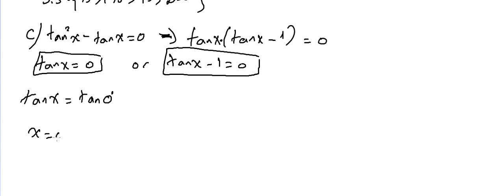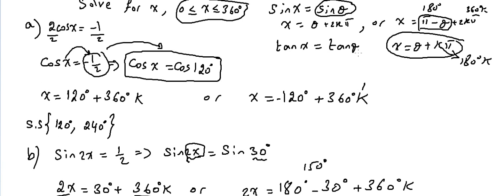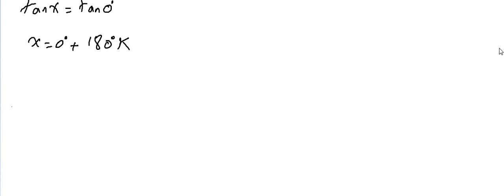Now x equals 0 degrees plus k pi, which is k times 180 degrees, because we have just one value for tangent, right? If tangent x equals tangent theta, then x equals directly theta plus k pi, which is plus 180 degrees k, right?